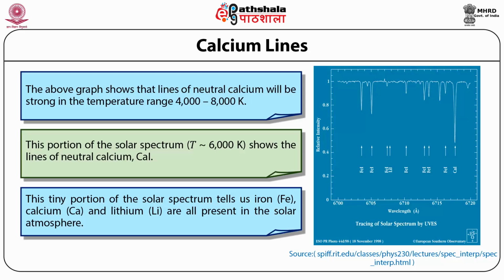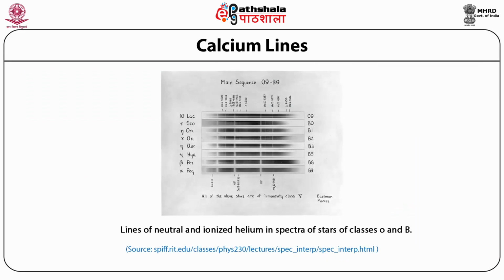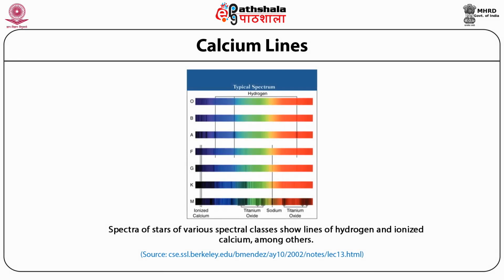in the solar atmosphere. Here the graph given shows the lines of neutral and ionized helium in spectra of stars of classes O and B. Here the given figure shows the spectra of stars of various spectral classes, showing lines of hydrogen and ionized calcium among others. So students, let us summarize what we have learnt in this module.